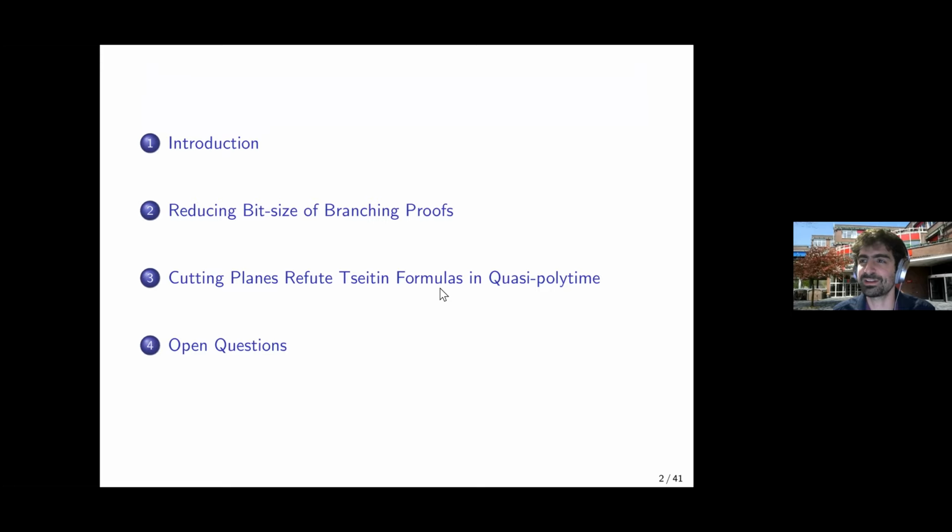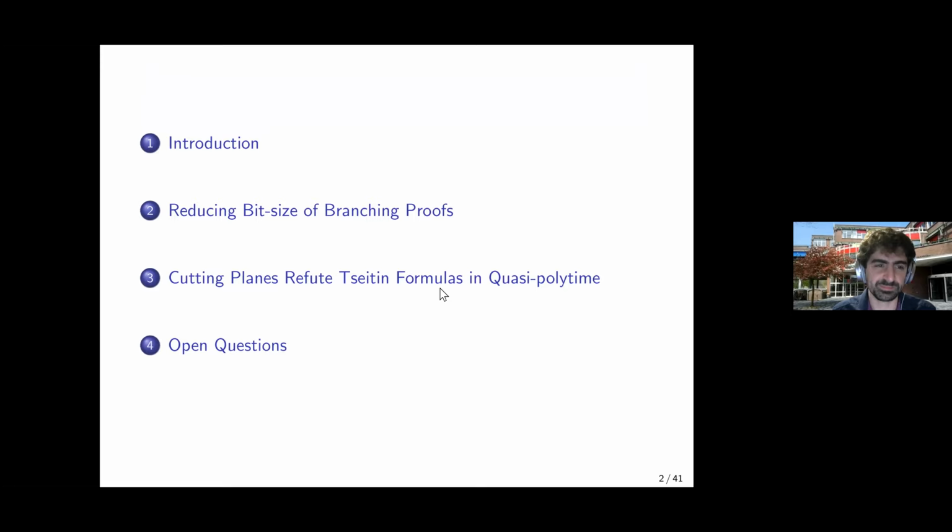So the rough outline, I'm going to tell you a lot about different types of proof systems for proving integer infeasibility of polytopes, with a bit of a mix between the view from optimization and the view in the context of proving unsatisfiability of CNF formulas.